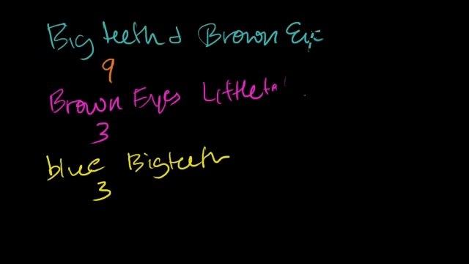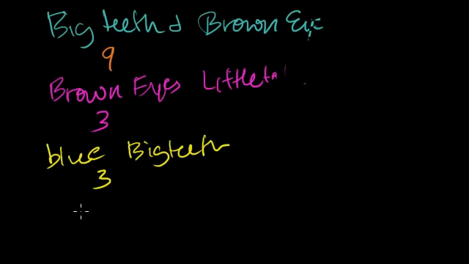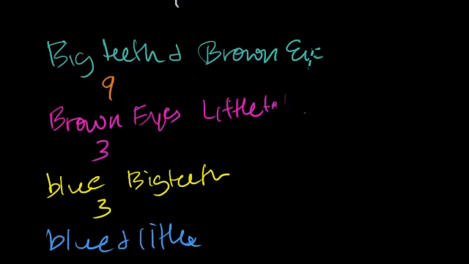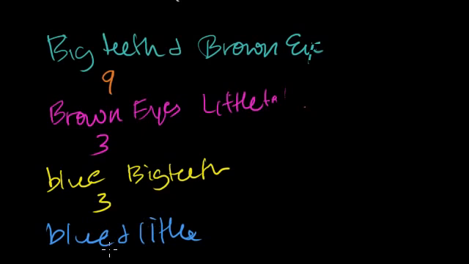And then if I want to be recessive on both traits, I want blue eyes and little teeth. There's only one. Out of the 16, there's only one situation where I inherit the recessive trait from both parents for both traits. So if you look at this and you say, hey, what's the probability? There's only one of that.